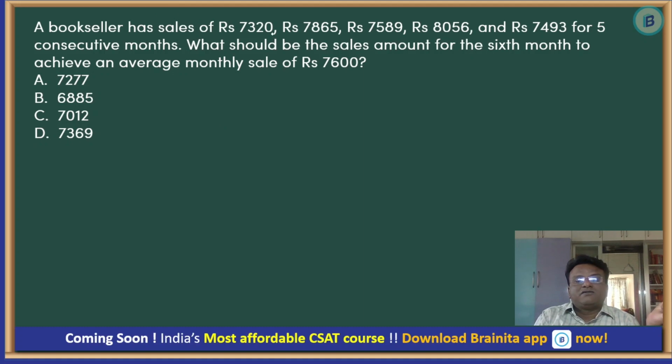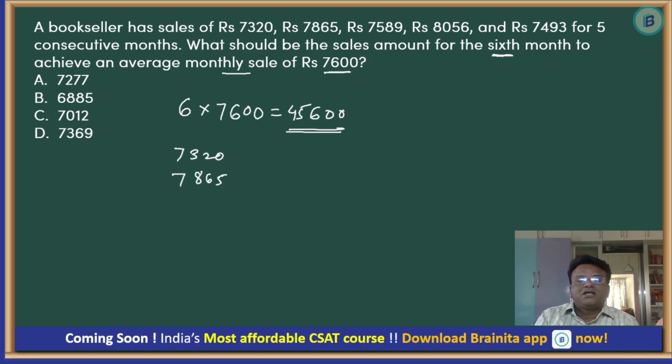A bookseller had sales of 7320, 7865, 7589, 8056 and 7493 for 5 consecutive months. So the sales for 5 months are given. What should be the sales amount for the 6th month to achieve an average monthly sale of 7600? So in 6 months we want an average of 7600. That means we need these many overall sales in 6 months, out of which we have been given sales for the first 5 months, right? So let us add them up.